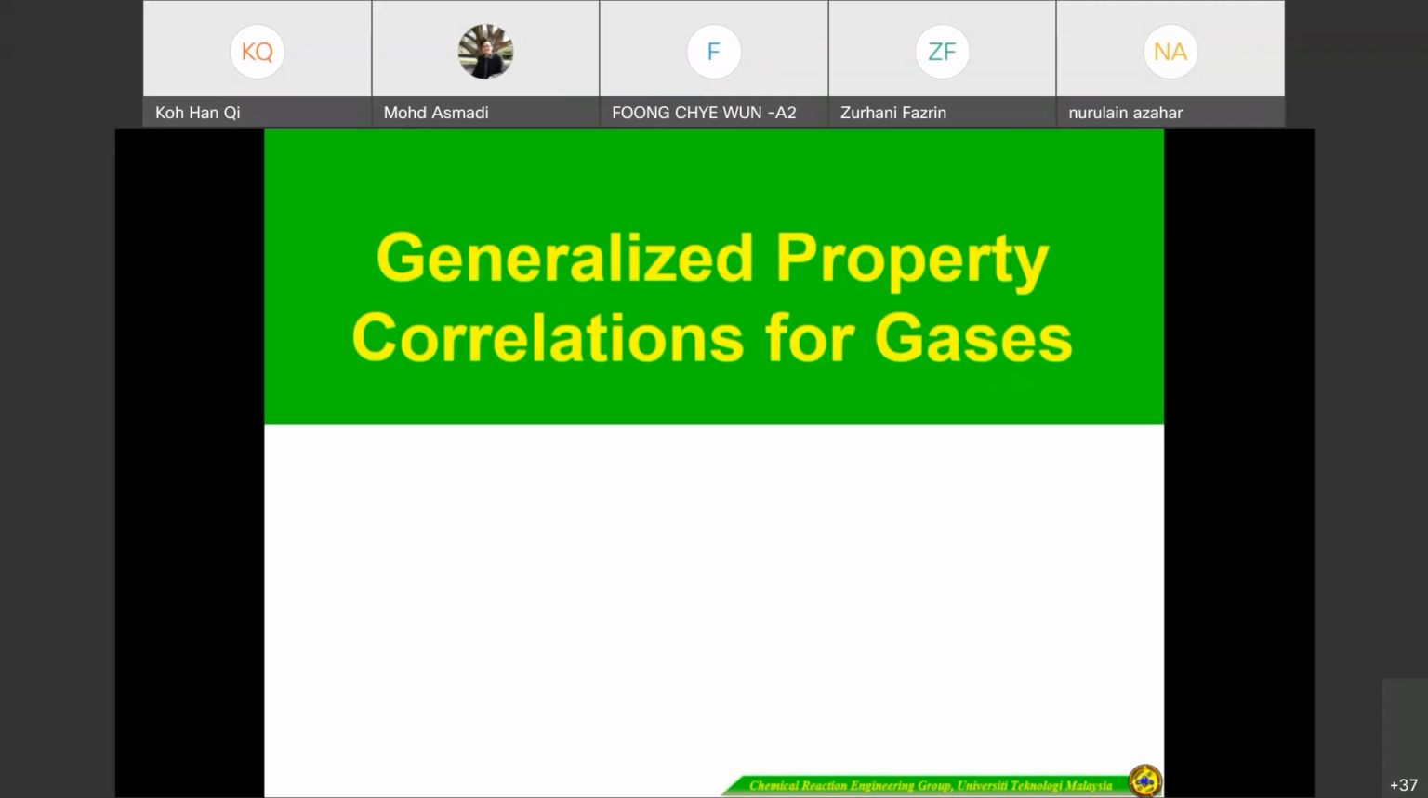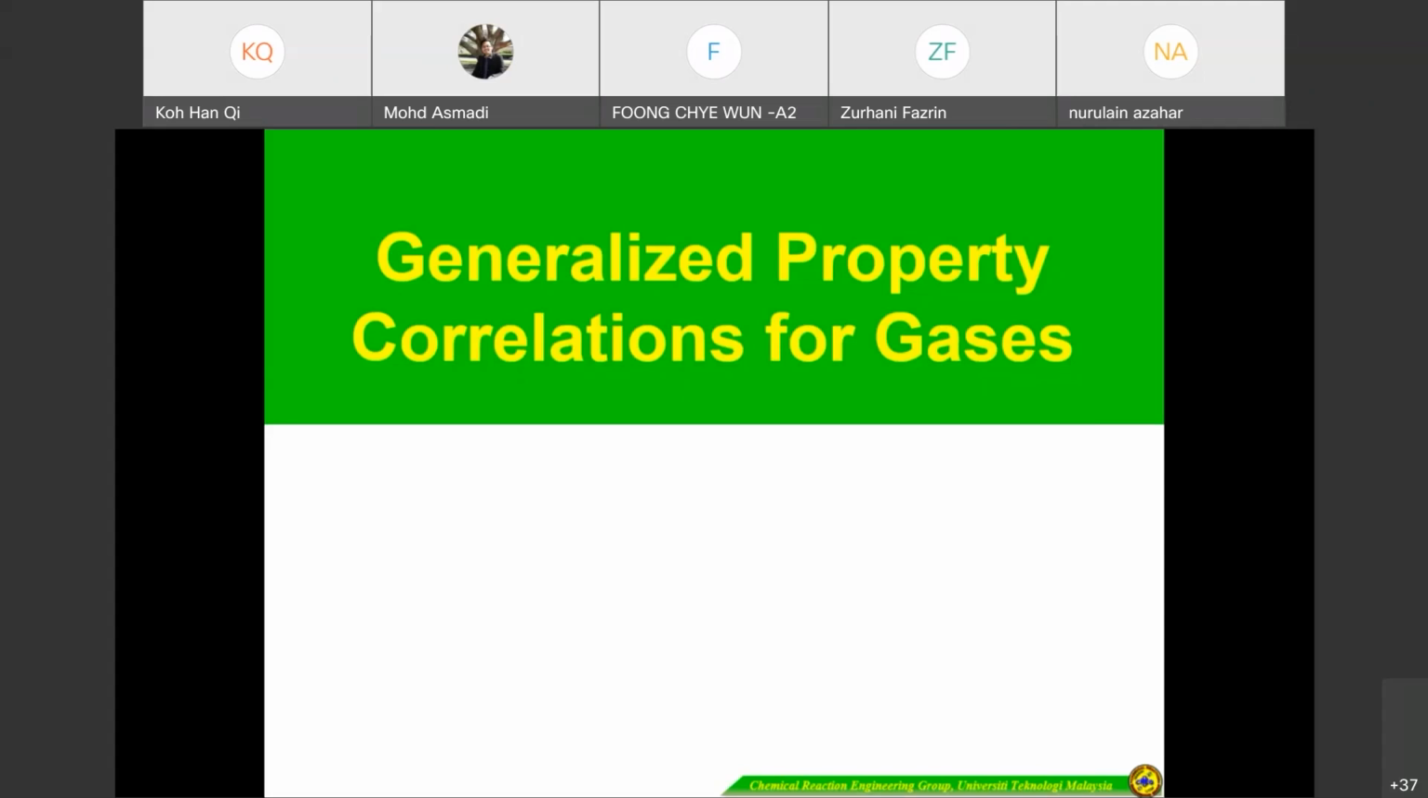The method is similar, actually we call it the Lee-Kesler. Because you have to do the interpolations for the Lee-Kesler, as well as we have the virial. For the Lee-Kesler, you have to determine SR naught and SR prime before you can get the final answer SR. Similarly for the determination of residual enthalpy, you have to do the interpolation. That one is the Lee-Kesler method. Another one is by using virial.